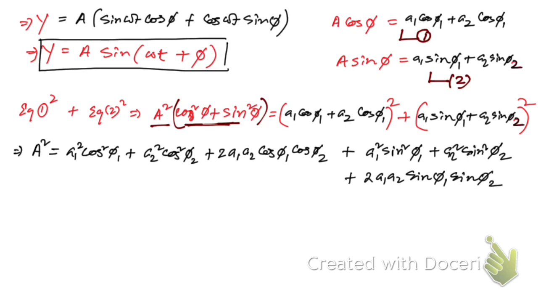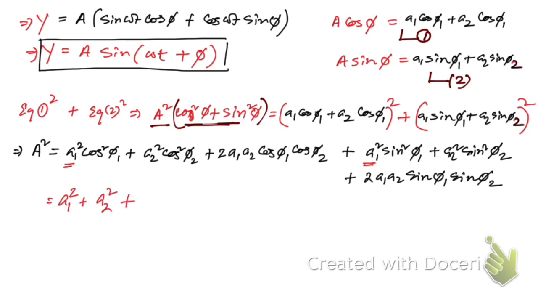Now if you observe carefully and take a1 square common, within the bracket we're going to get cos square phi1 plus sine square phi1, that's going to be 1. So here we have a1 square plus, then if you take a2 square common, within the bracket we have cos square phi2 plus sine square phi2, which is equal to 1. So 1 into a2 square is a2 square.